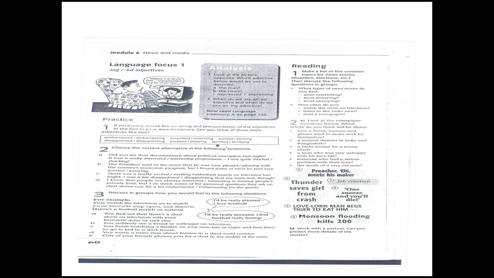Now it says here in the picture, in practice, if necessary, check the meaning and pronunciation of the adjectives in the box in your mini dictionary. Can you think of more adjectives like these? What are the adjectives? Embarrassed, embarrassing. Now, how do we say that I was embarrassed? When something happens to you and you don't know what to do or how to do things, and people or students or anybody is looking at you and you don't know what to say or what to do, this means that you are embarrassed.